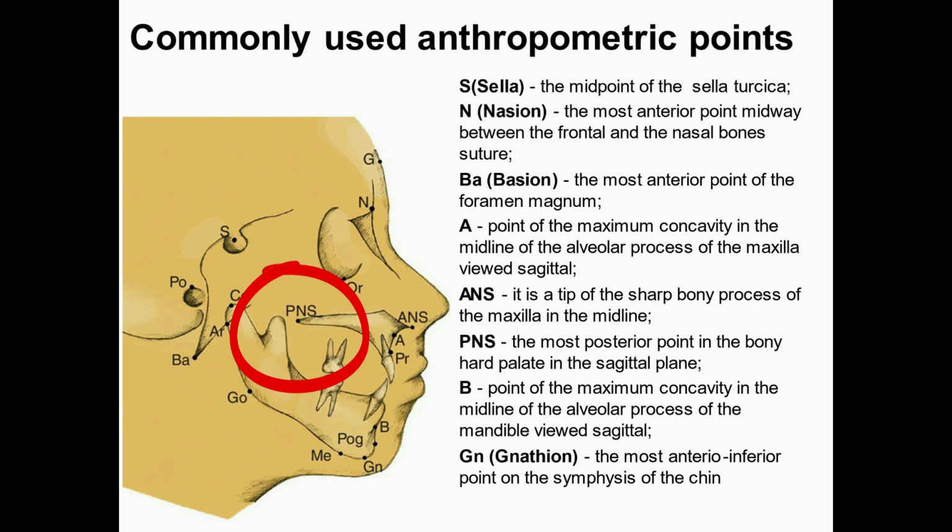PNS, posterior nasal spine, the most posterior point in the bony hard palate in the sagittal plane. B point, the point of deepest concavity of the anterior surface of the mandibular symphysis. Gnathion, the most anterior inferior point of the symphysis of the chin.